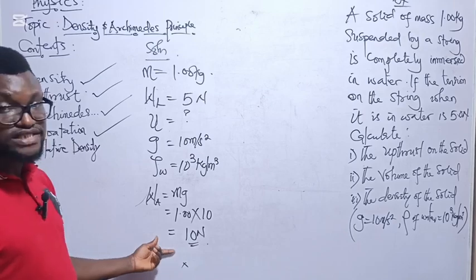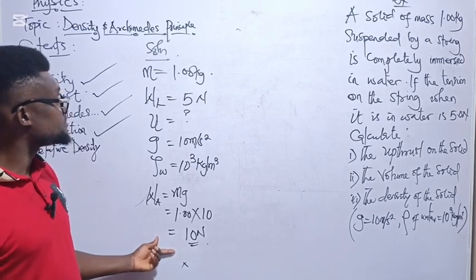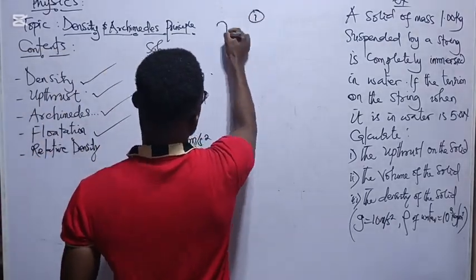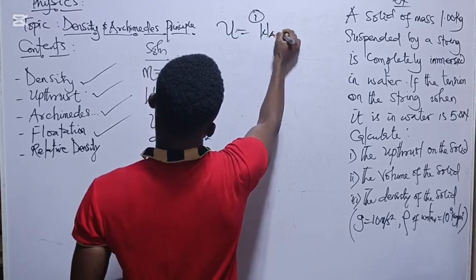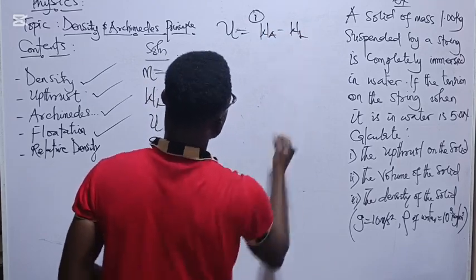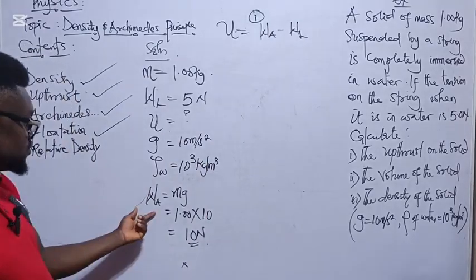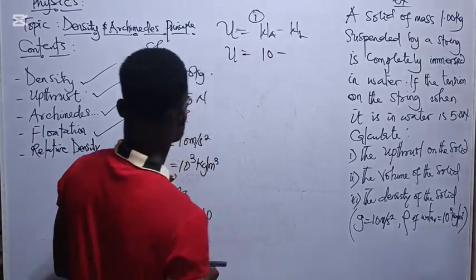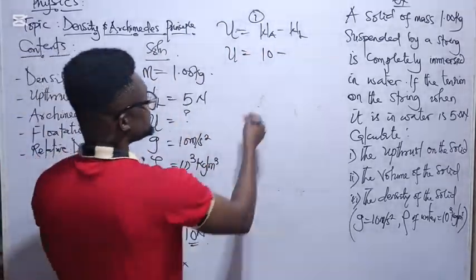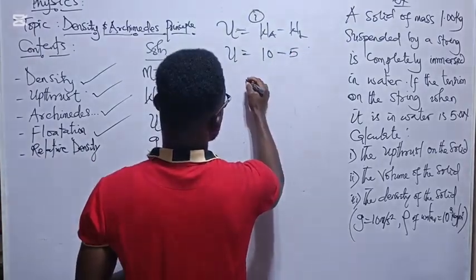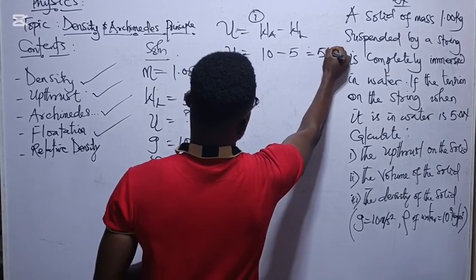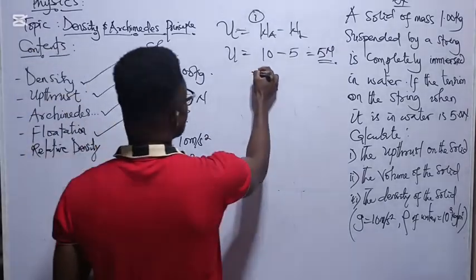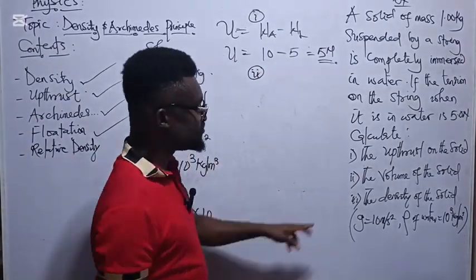Now we've got the weight of the object, which is the actual weight. In order to get the upthrust, which is the very first question there, the upthrust is weight in air minus weight of the object in liquid. We've got the weight in air, which is 10 Newton. So the upthrust becomes 10 Newton minus weight in liquid, which is 5 Newton. So the difference will now give us what? 5 Newton. So we've got the upthrust. Now the second exercise there, we're asked to find the volume of the solid.